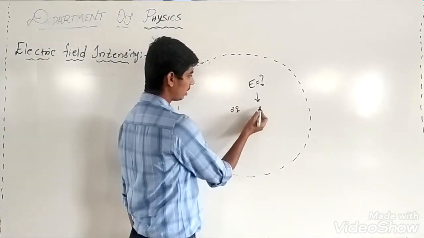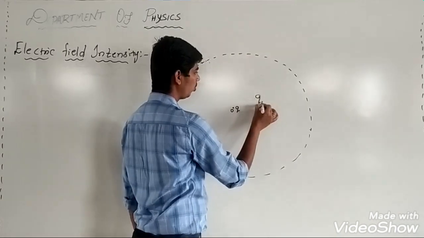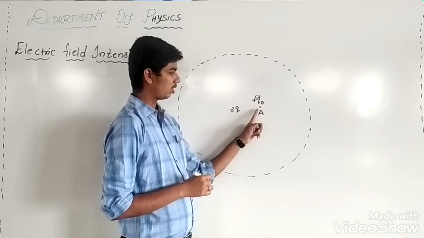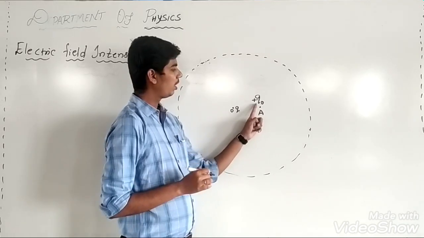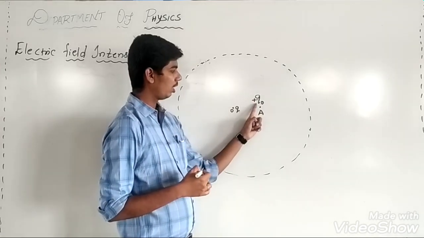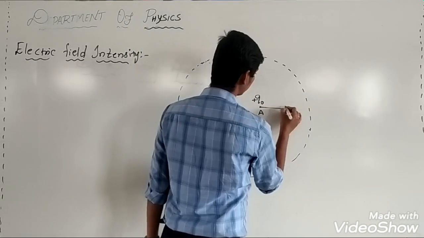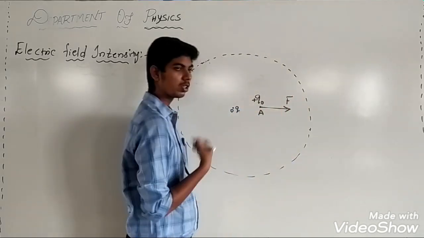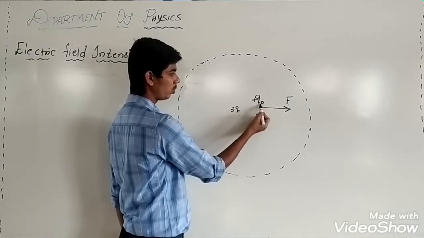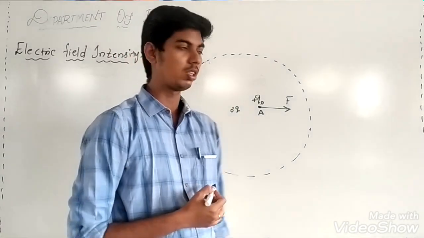To measure the strength of electric field at point A, you need to place a unit positive test charge at point A. We know whenever a charge enters into an electric field, it experiences an electric force. You measure the force experienced by this unit positive test charge when placed at this point.